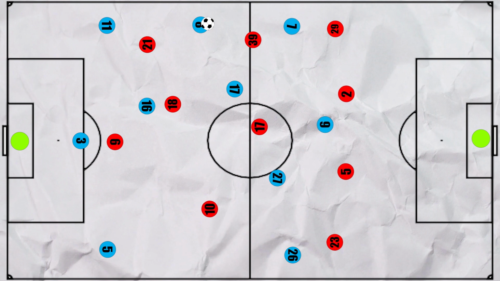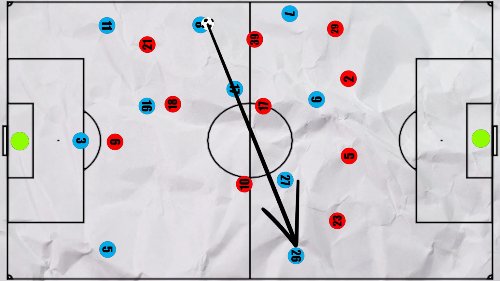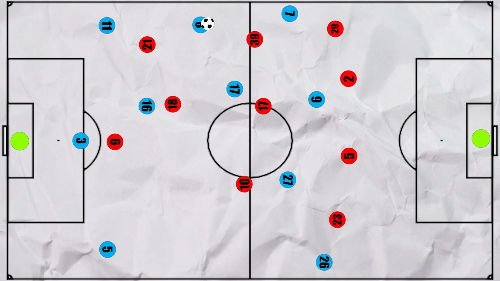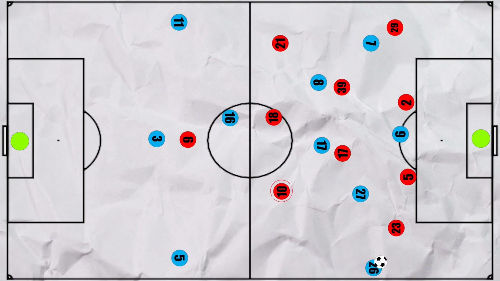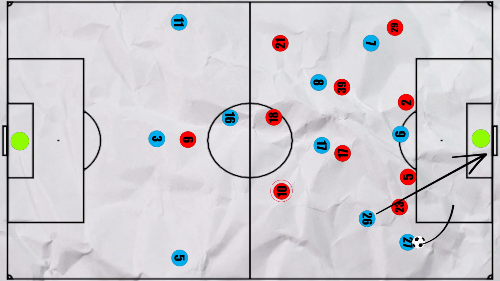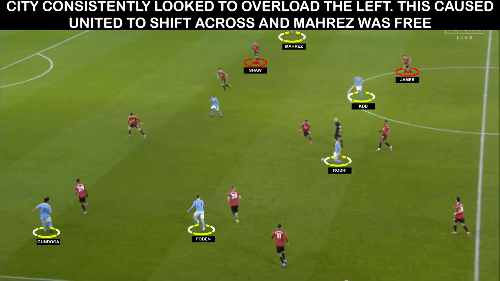But more commonly, United would shift across, meaning the switch to Mahrez was often free, with Cancelo having initially moved into the half space to draw Shaw. Once Mahrez did receive the ball, with Rashford still central, Mahrez would look to take on Shaw either for the shot or to open up space for the overlapping man to look for the cross.